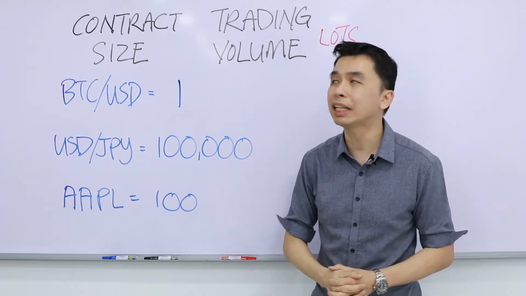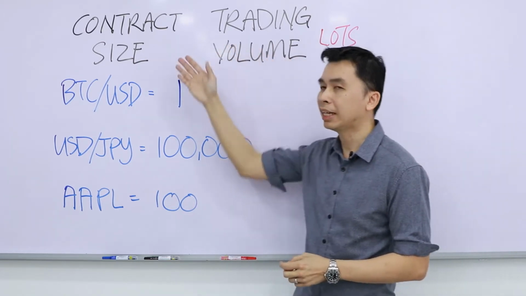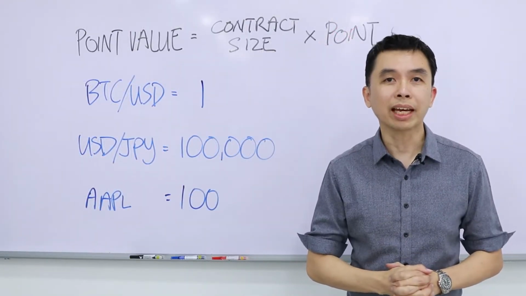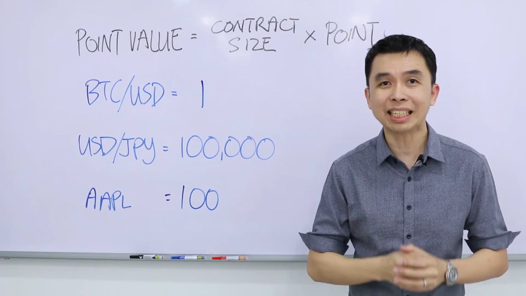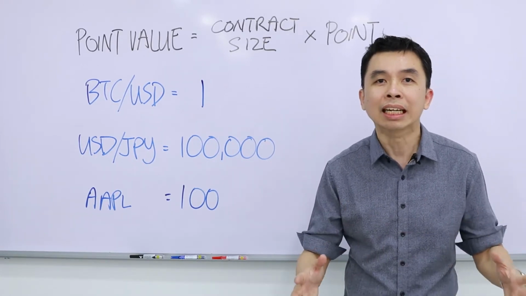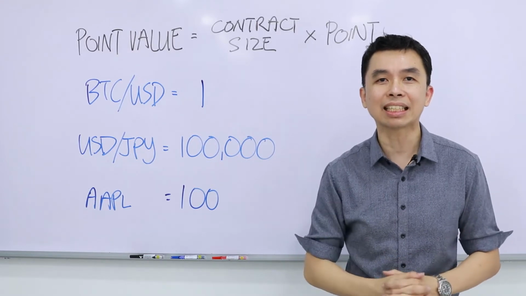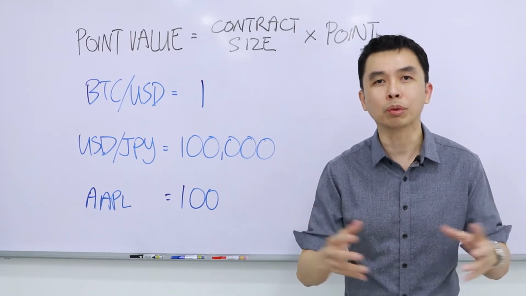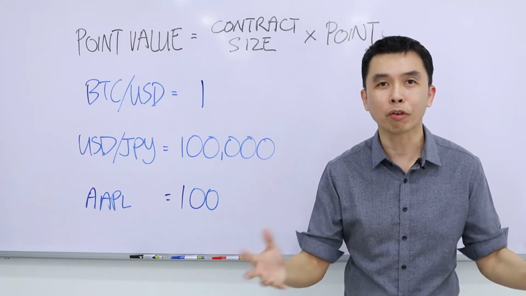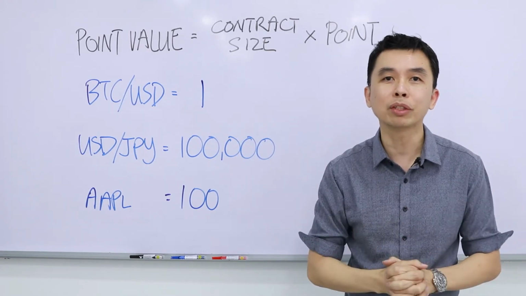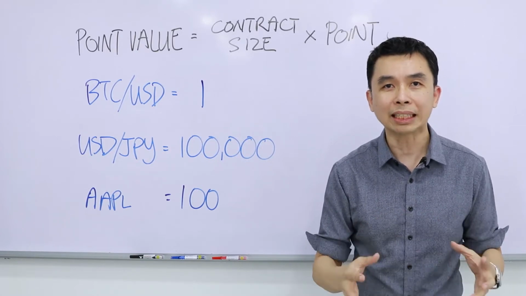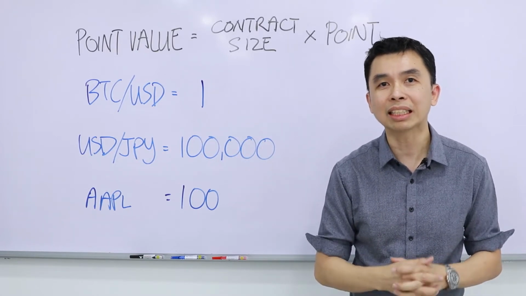So this is the relation between trading volume and contract size. Next, we are going to look at how point value is calculated, and why knowing the point value is important. It is because in a later lesson, I will show you how to calculate the profit and loss of your trade. So before we go into that, I need to explain point value. Point value is denominated based on the counter asset.